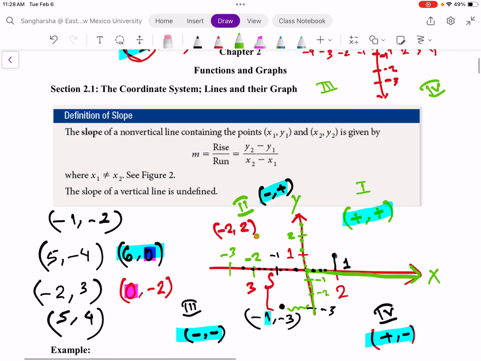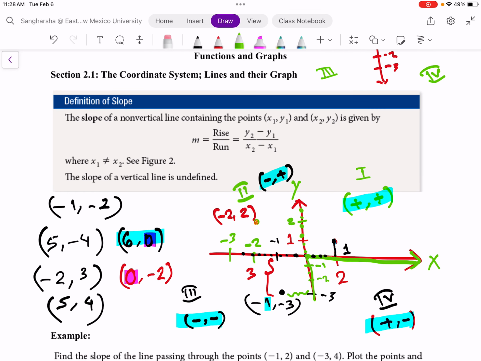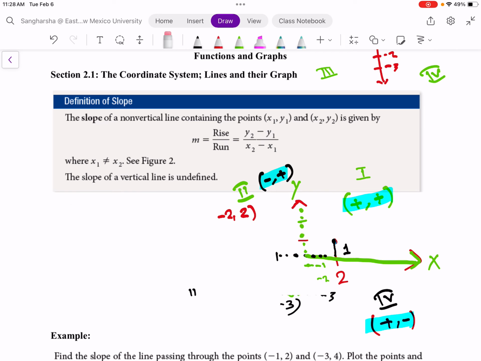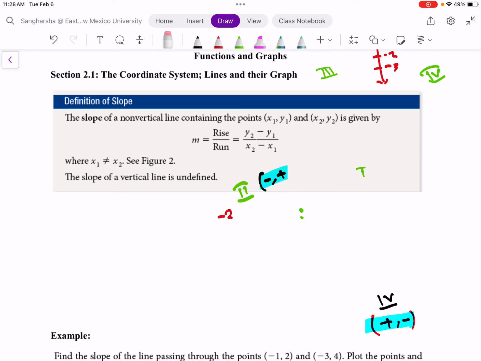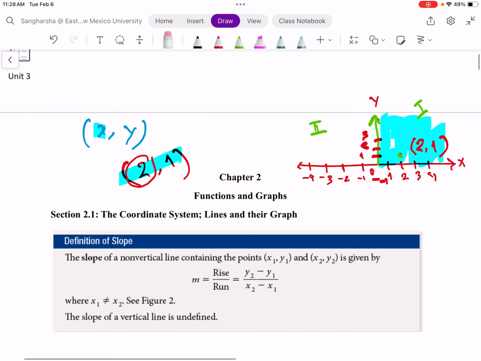Okay, now here we are not talking about the plotting of points. We have to find the slope of a line. Now we have a slope. Have you heard slope before? Okay, you know how to find the slope, right? Okay, now what does it mean by the slope? So if you are asked to find the slope, what are you calculating?